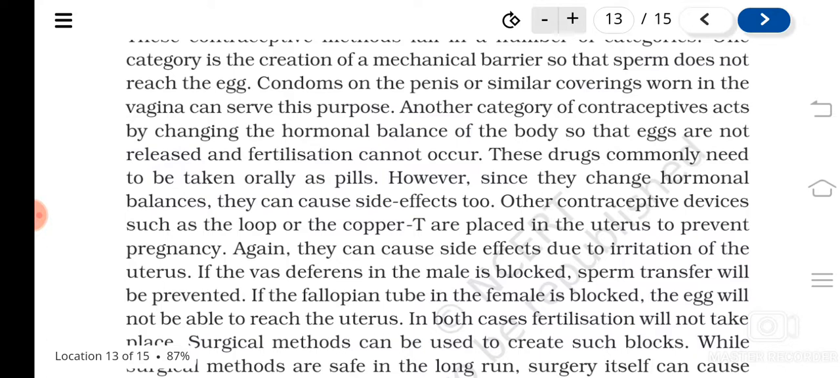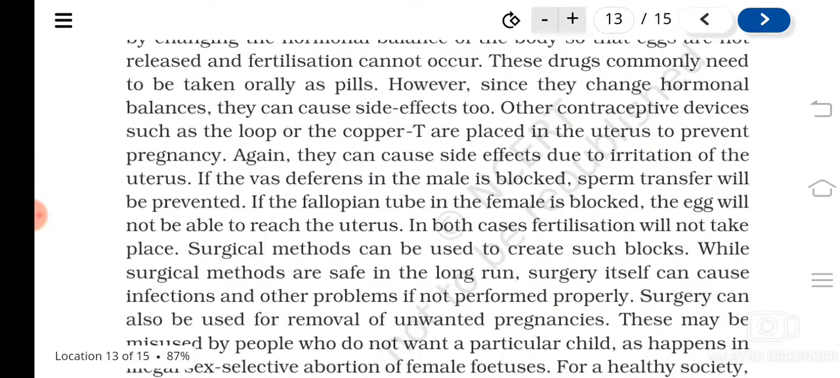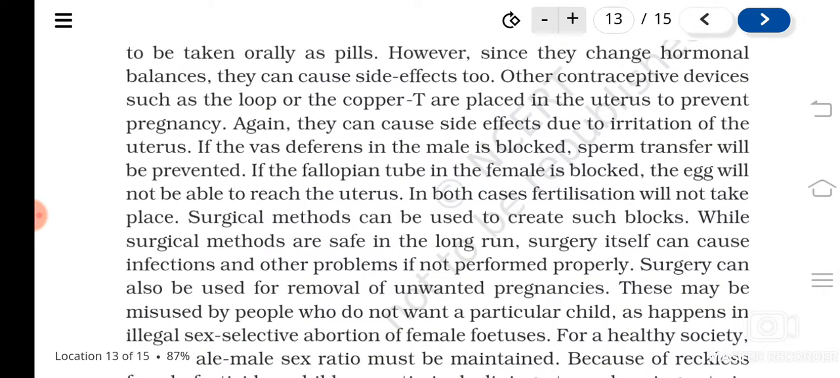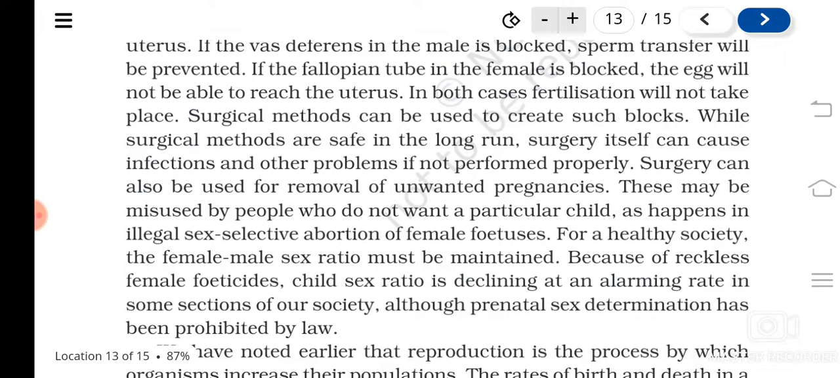Okay, then there is another category of contraceptives which acts by changing the hormonal balance, so that the eggs will not be released during the correct time. Okay, so there are oral pills or vaginal pills. Then another type of contraceptive device that can be used is the copper T. They are placed in the uterus so that pregnancy will not happen. So these all are what? Temporary methods. Temporary methods mean when the couple needs to have children, they can have children once they stop the above said methods.